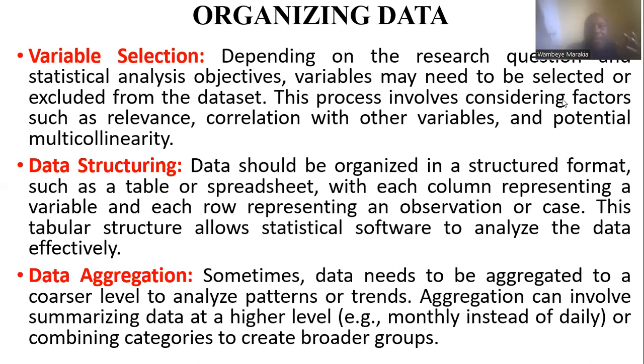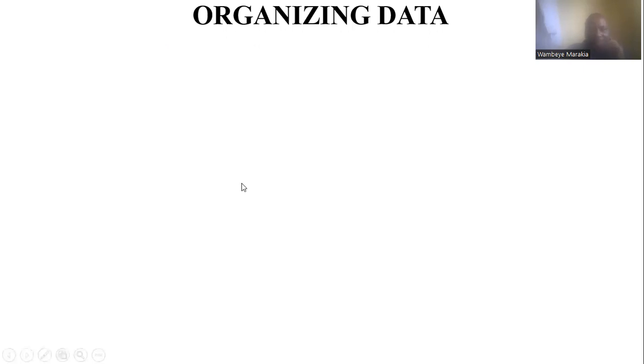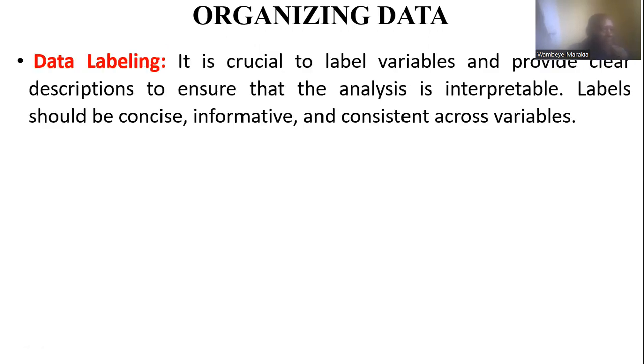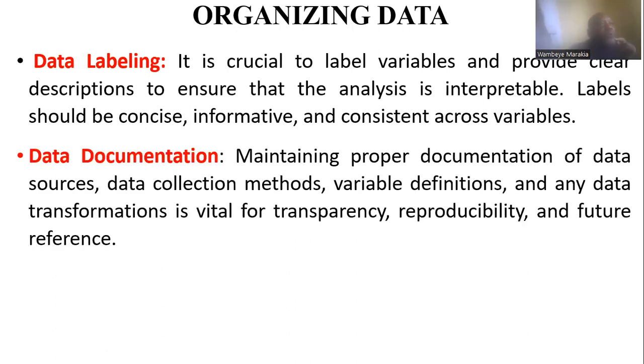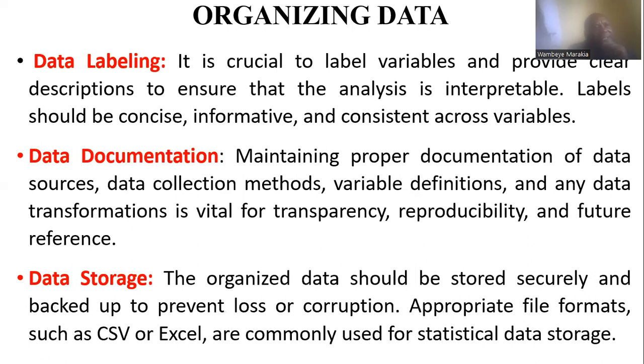Another thing we do in data organization is data labeling. It is crucial to label the variables and provide clear descriptions to ensure that the analysis is interpretable. Labels should be concise, informative, and consistent across all variables. Also, we do documentation. Maintaining proper documentation of data source, data collection method, variable definitions, and any other information is vital for transparency, reproducibility, and future reference. And finally, data storage.